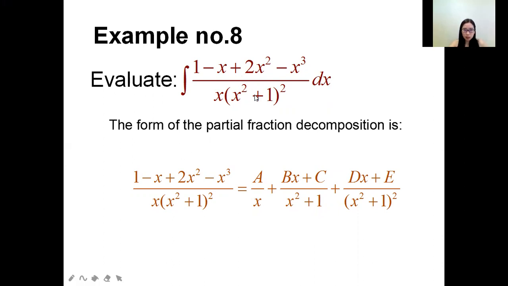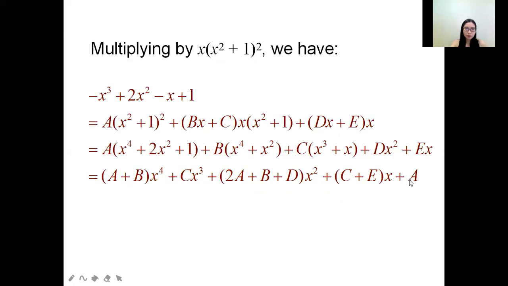Tapos pagtanaw nato sa denominator, na siya contain nga repeated irreducible quadratic na factor. So the form of the partial fraction decomposition is now A over x plus, first nakuha na ni x squared plus 1, tapos x squared plus 1 squared na dayon. So multiplying by x times (x squared plus 1) squared, we have, hinay-hinay lang gyud nato siya og simplify tapos combine like terms dayon.